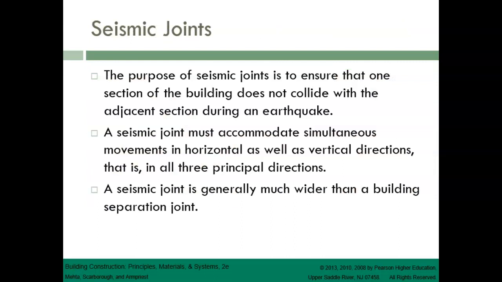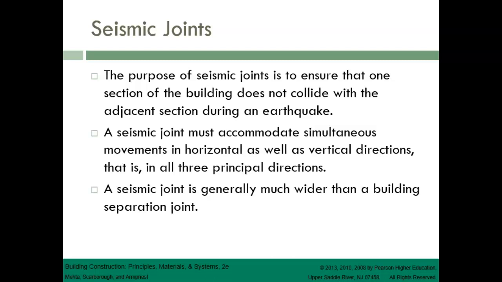A seismic joint is similar to, but also different from, a building separation joint. Building separation joints accommodate moderate building movements caused by temperature and moisture changes, creep, and foundation settlements. Building separation joints are designed to accommodate mainly horizontal movements, that is, in the direction perpendicular to the joint.